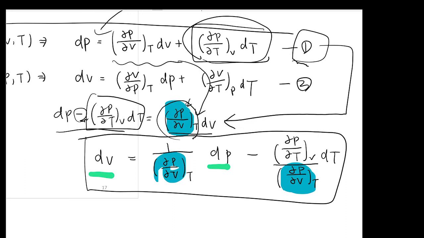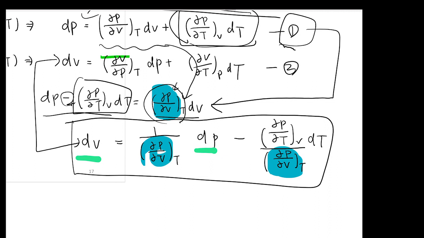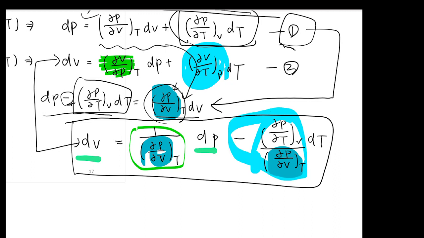then I want to compare these two equations. Both of them are actually dV, right? And then they are written as dP and dT, right? That means the coefficient in front of your dP should be the same. The coefficient in front of your dT should be the same, right? Therefore, I can get that this term and this term should be the same. This term and this whole term should be the same.